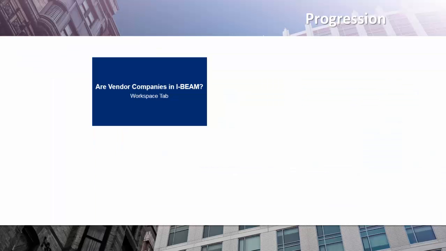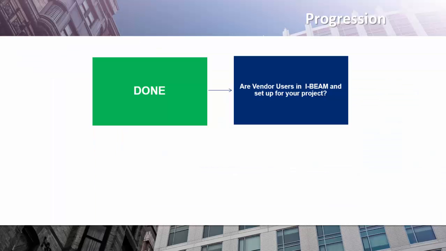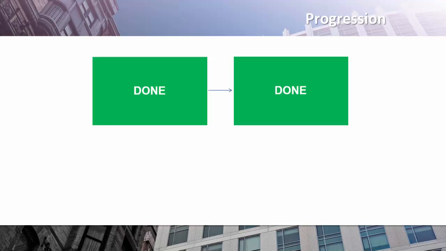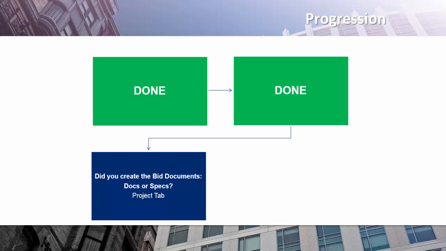If your vendor companies have been set up in iBeam, have their users been set up to bid on the project? As long as the vendor companies and their users exist in iBeam, the admin can give the appropriate users access to the project for bidding purposes. If not, work with your admin on getting them into iBeam. Also, ensure you've created your bid documents record on the Project tab. This is optional, but I'll show it to you real quick.